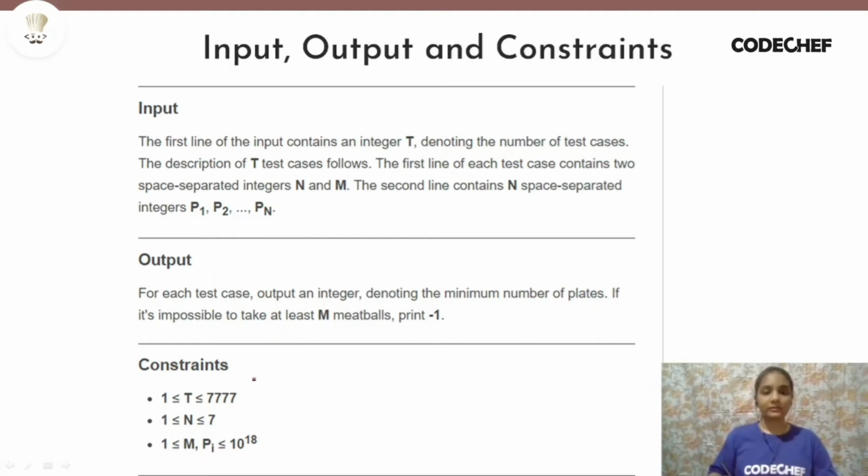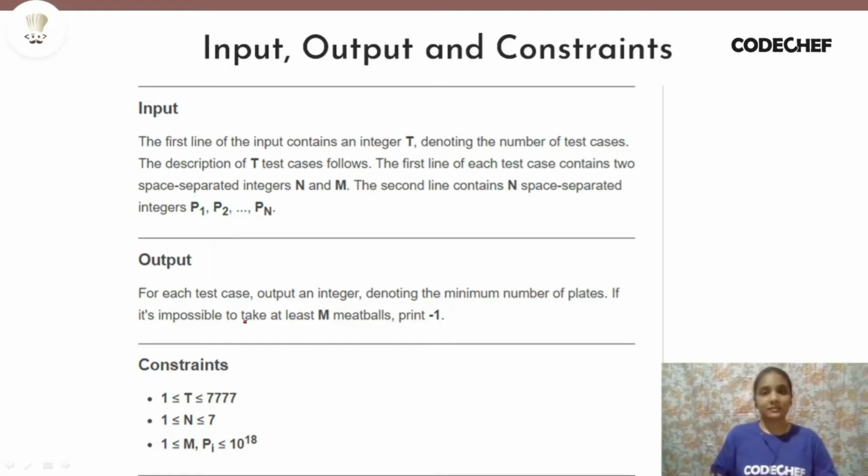Now output. What will be the output? The output will denote the minimum number of plates, and if it is impossible to take at least M meatballs, then print -1. So yes, the output says that we are finding the minimum number of plates for eating at least M meatballs.